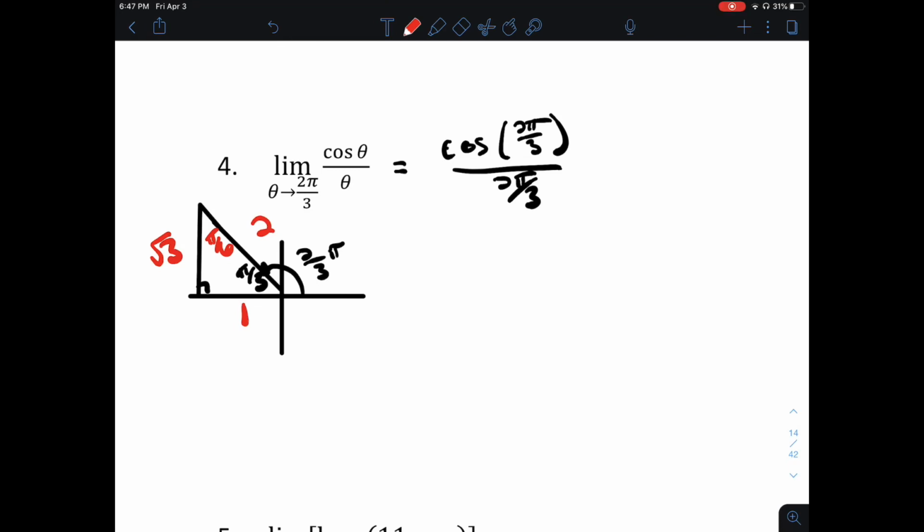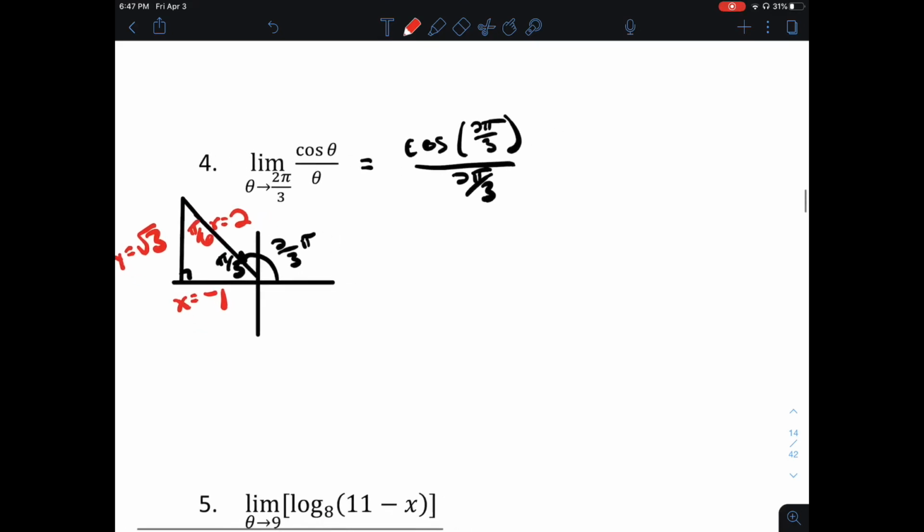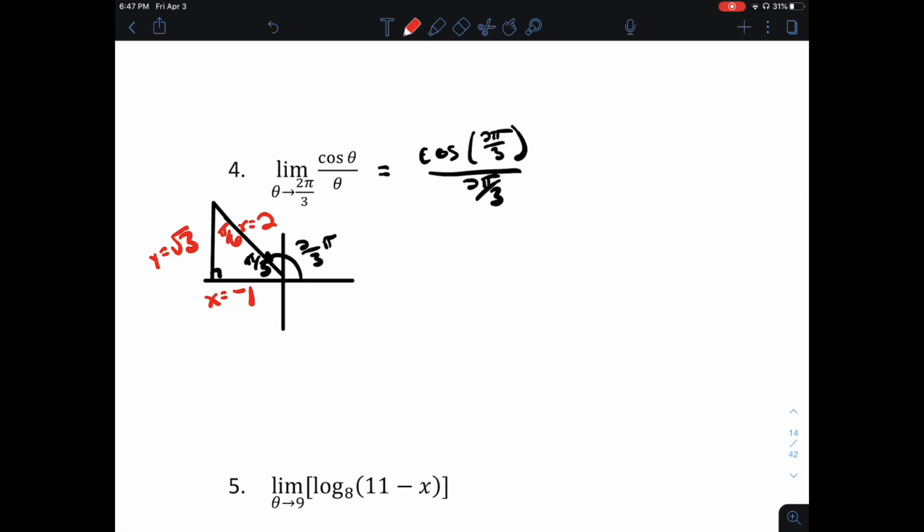Now, before I move away from this, I have to keep in mind which quadrant I'm in. I went left, so that means the x value is -1. I went up, the y is positive square root of 3, and r is always positive. Cosine is x over r, so that's -1/2.